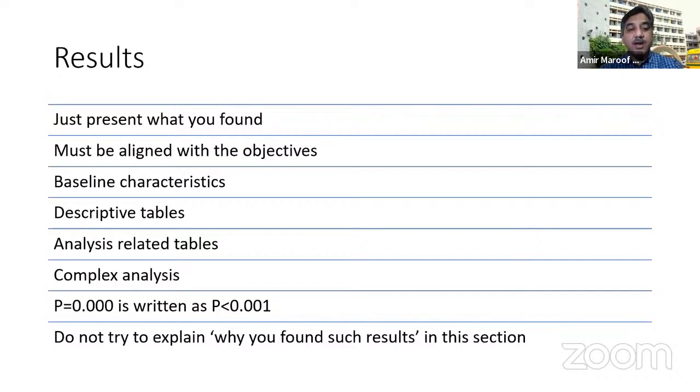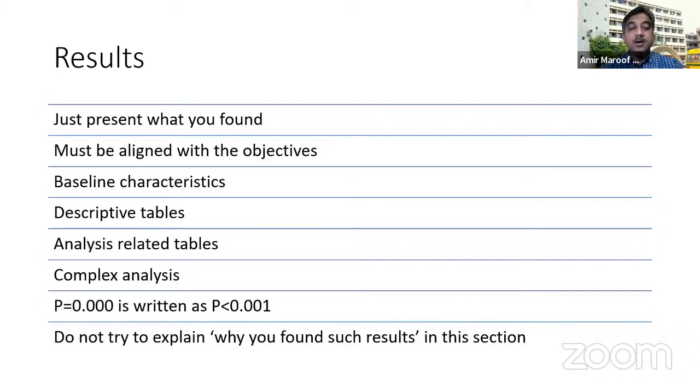And I'm just putting it here because it's a common problem, p equal to 0.000. The statistical software gives us this, and many times you see in results it is written like this. It should be written as p less than 0.001, because p equal to 0 means nothing actually.